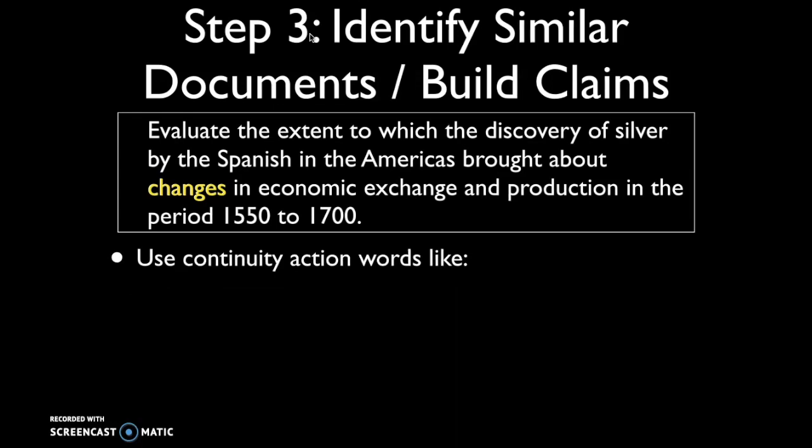You can also use some continuity action words. The one that I always teach in class is the persistence of. So if you're talking about something that hasn't changed, in this case, from the beginning of the time period, which is 1550 to 1700, identifying something as a continuity by saying the persistence of is a good way to make clear that you are identifying a continuity.